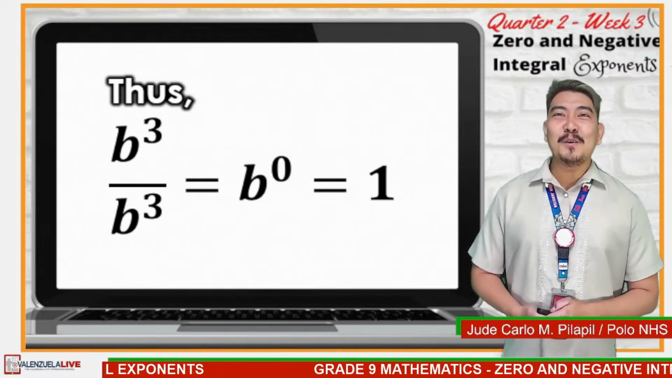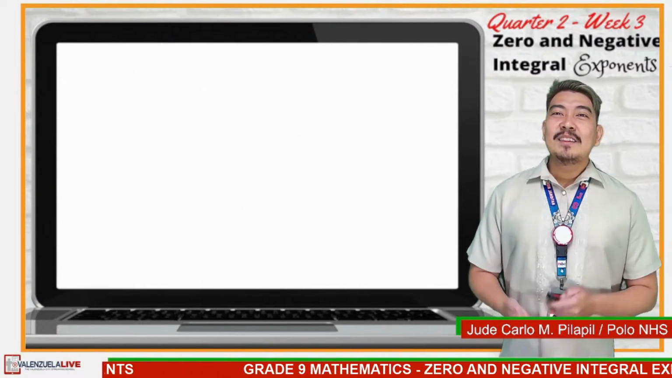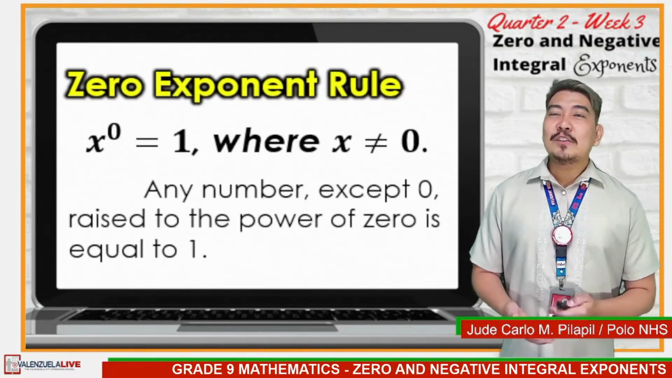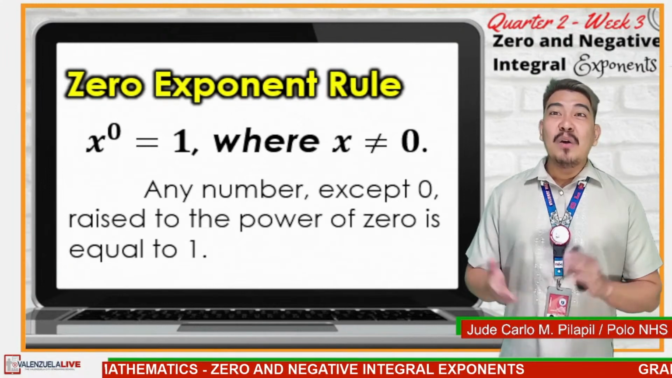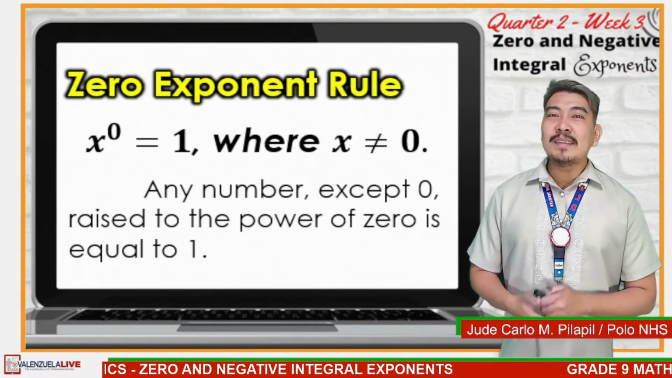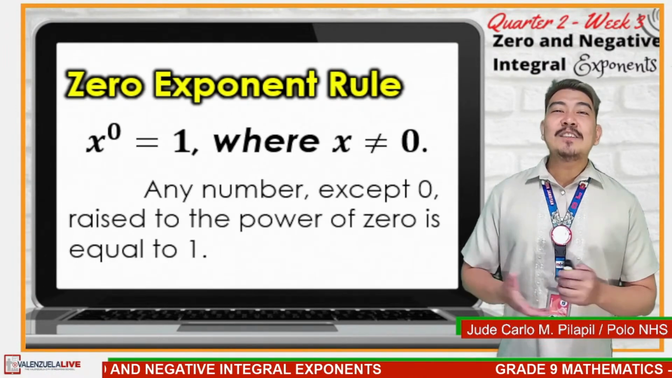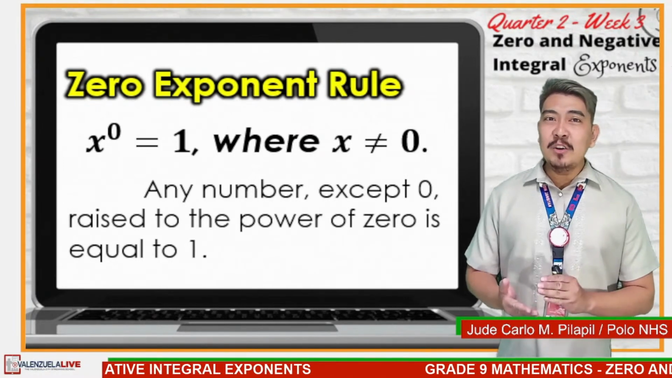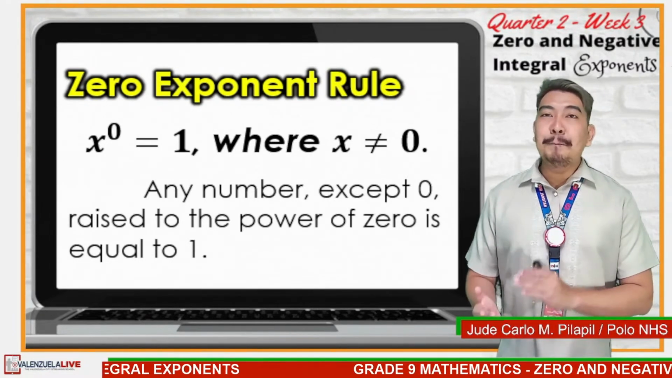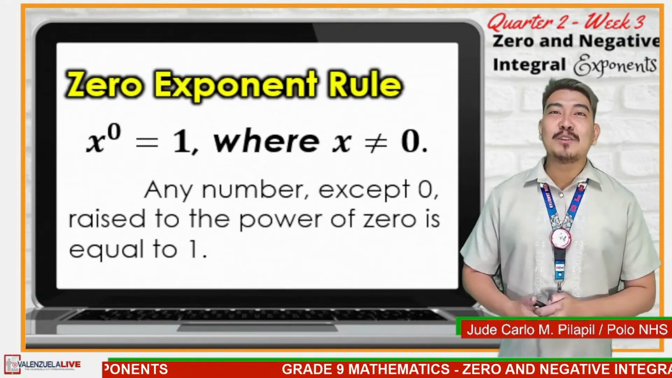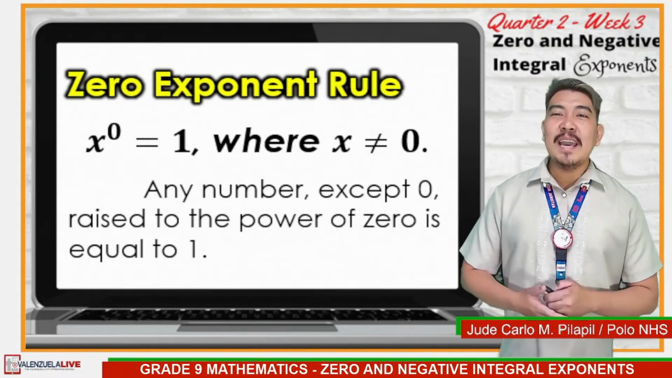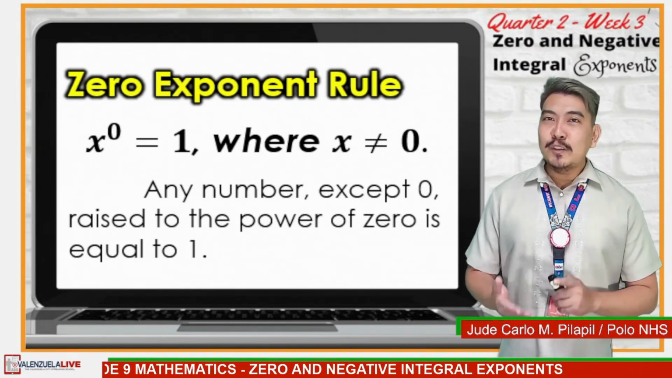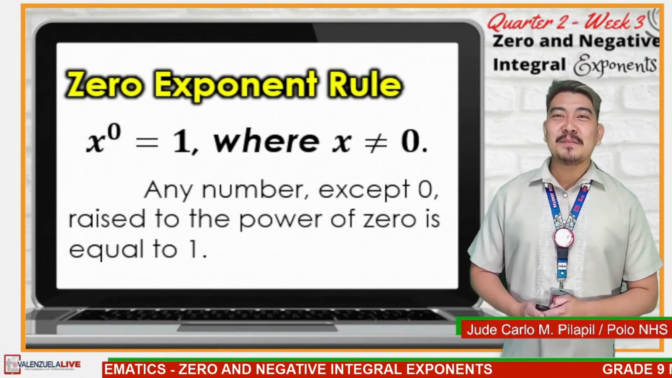Why is this so? The zero exponent rule states that any number x, except 0, raised to the power of 0 is equal to 1. This is the reason why the expressions b cubed over b cubed and b raised to 0 are equal to 1. Let us have some examples of simplifying exponential expressions using the zero exponent rule.